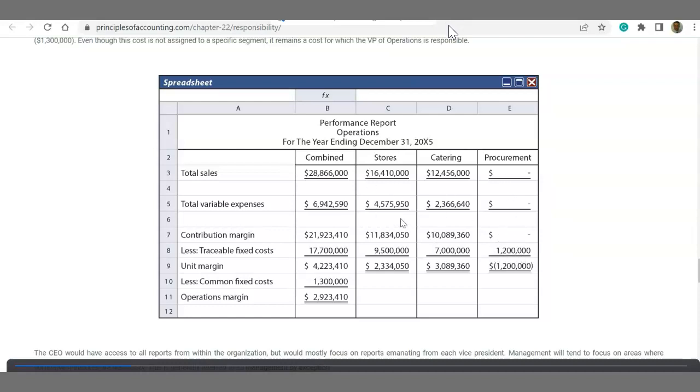Those are profit centers, right? But procurement is not a profit center. So it just has some fixed expenses. Bottom line, the traceable fixed expenses combined is 17.7 million.